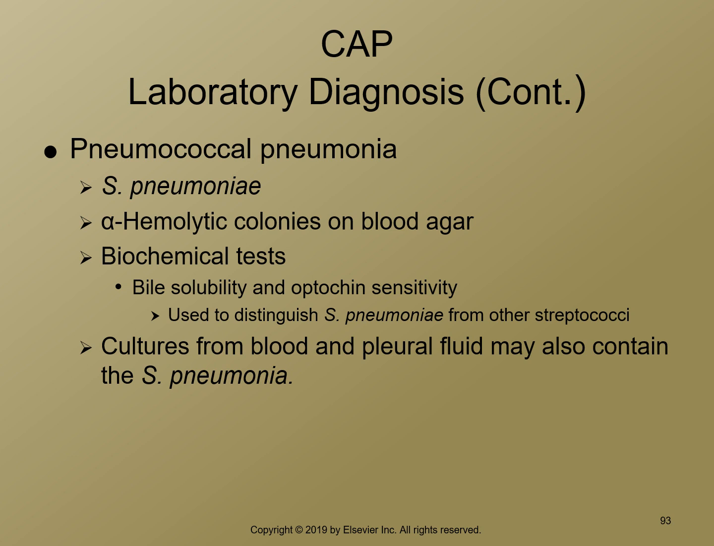Cultures from blood and pleural fluid can indicate the cause of pneumonia. Many adults with pneumococcal pneumonia also will have positive blood cultures, but this is less common in children.